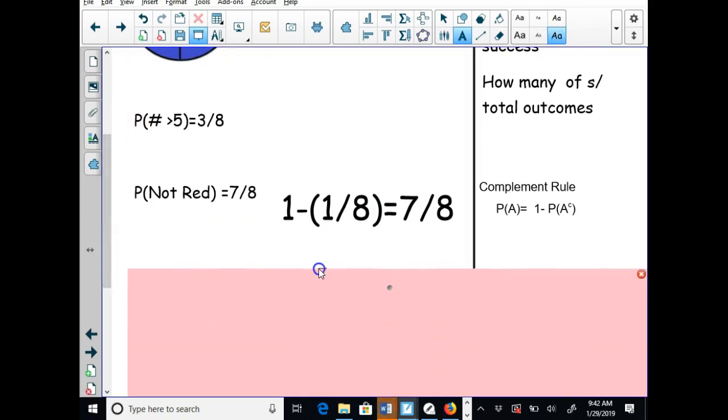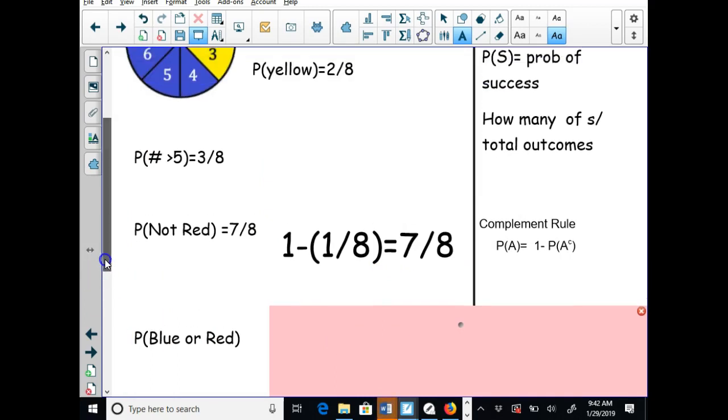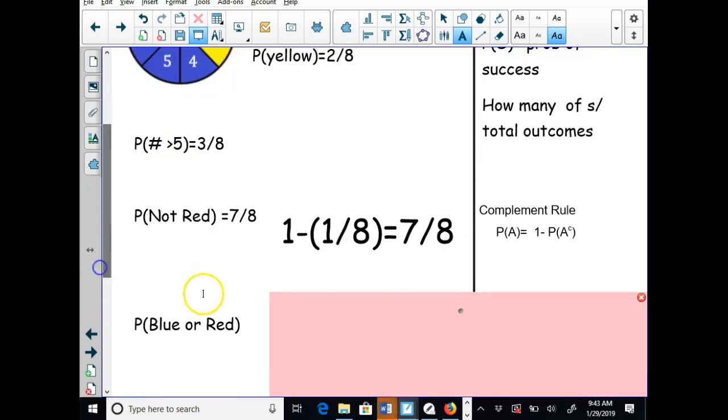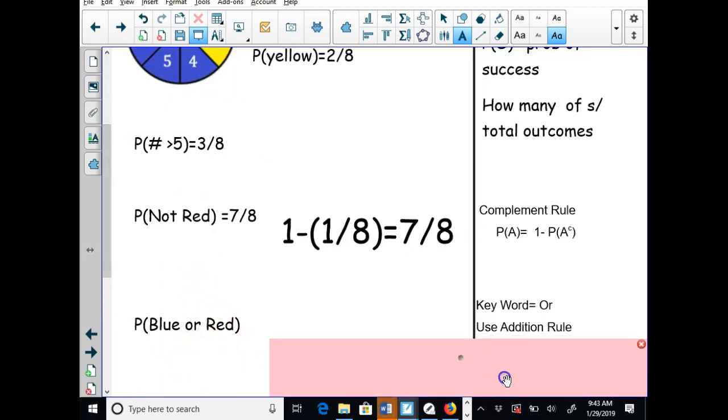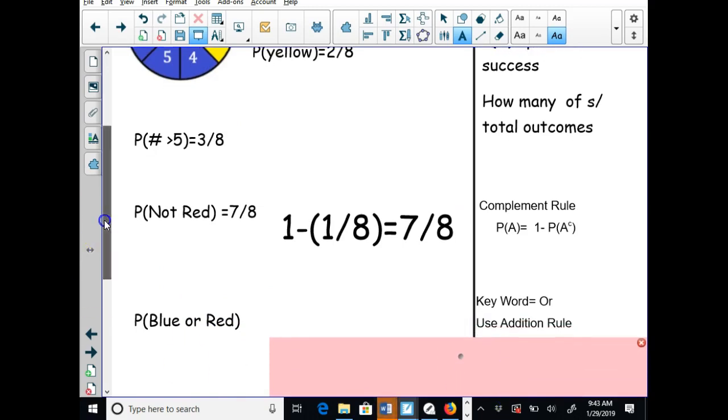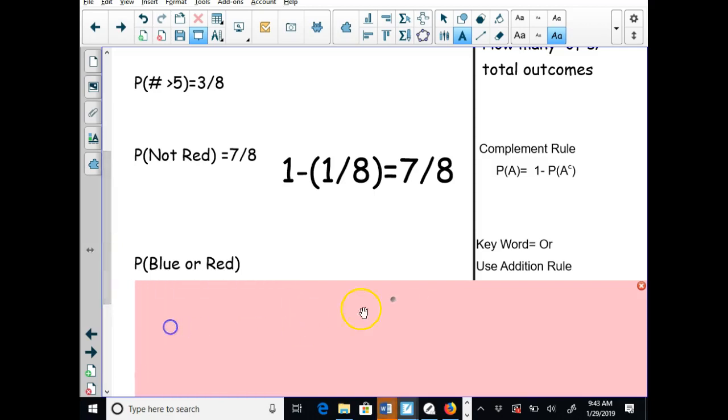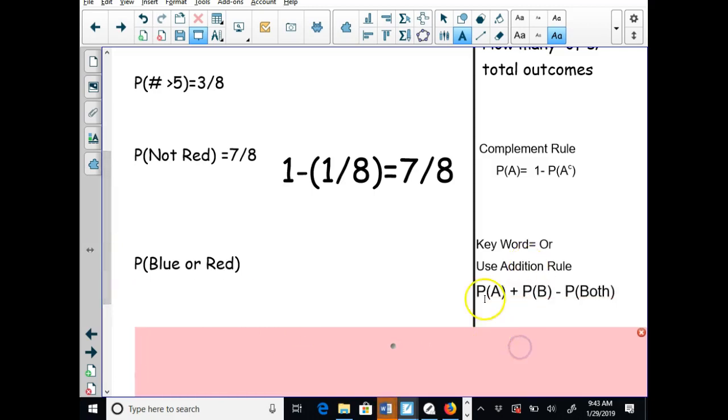Now we're going to move into something where we have a key word. The probability of a blue or a red, okay? When you see the word or, that's a key word. You need to use something called the addition rule. The addition rule is right here. The probability of A plus the probability of B minus the probability of both happening.